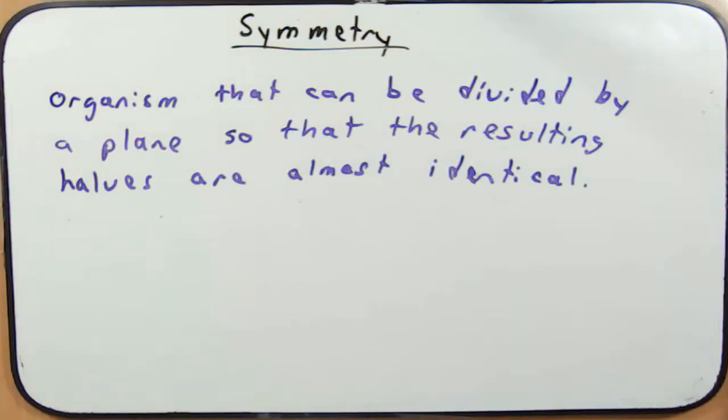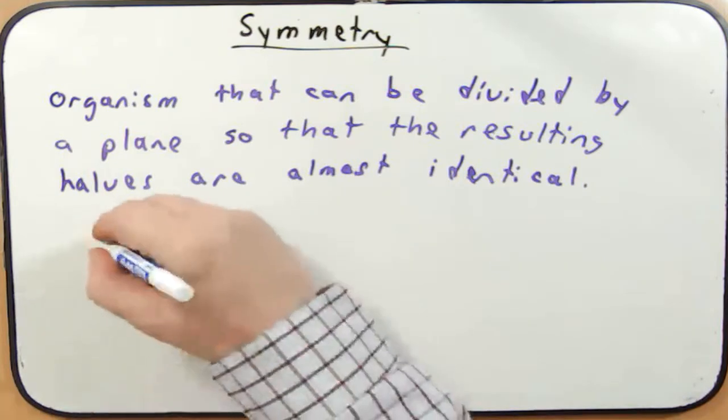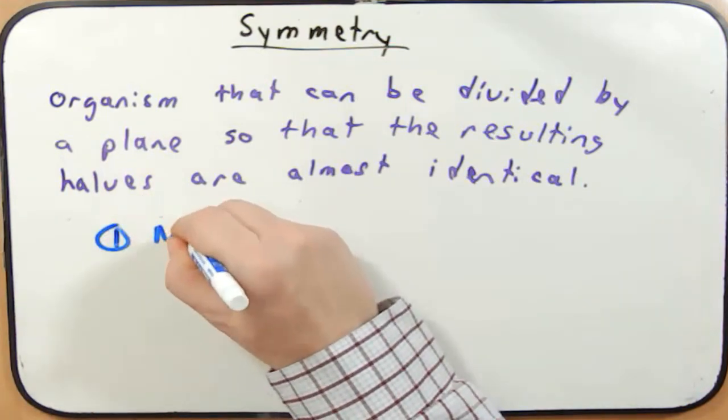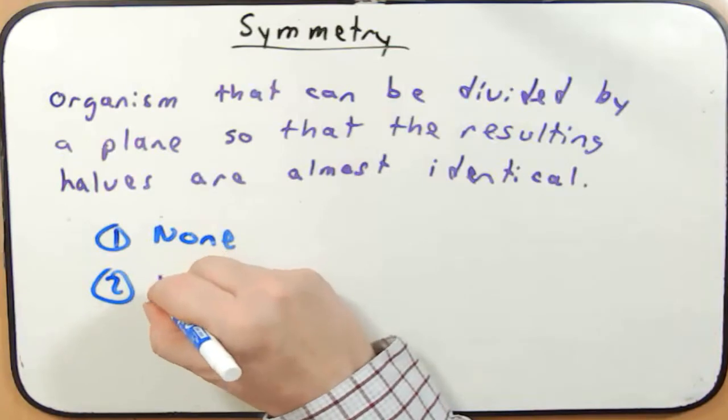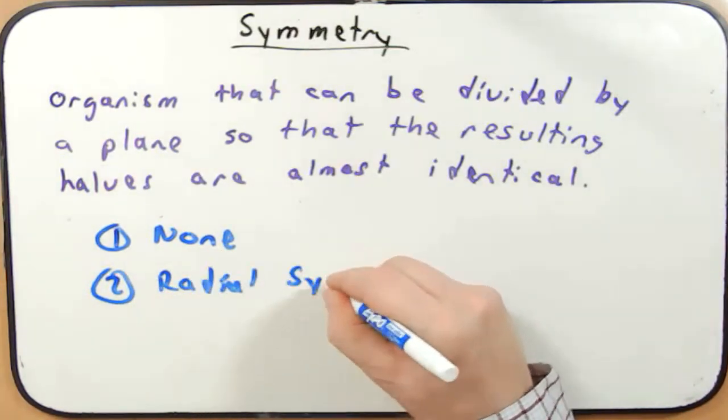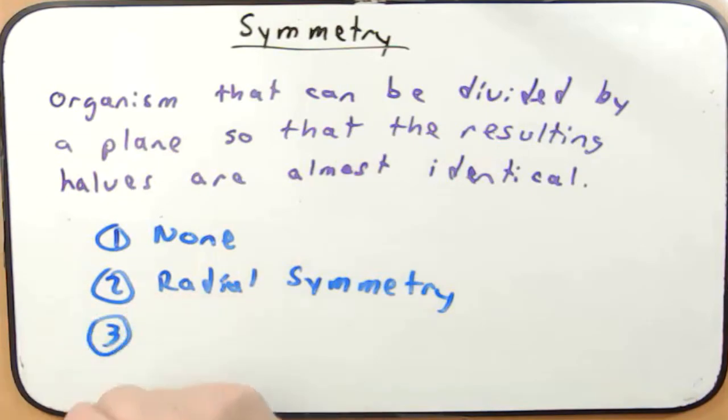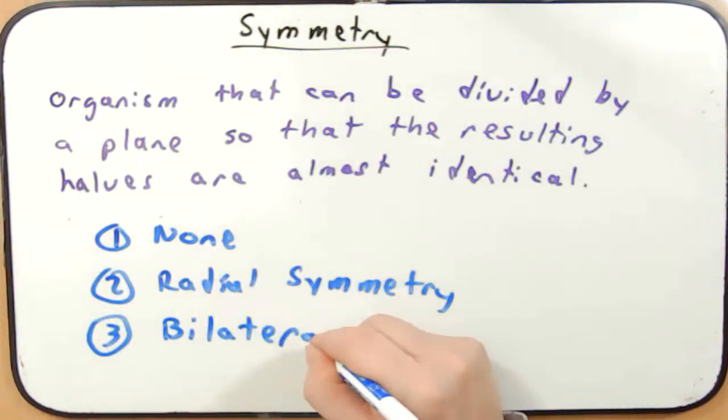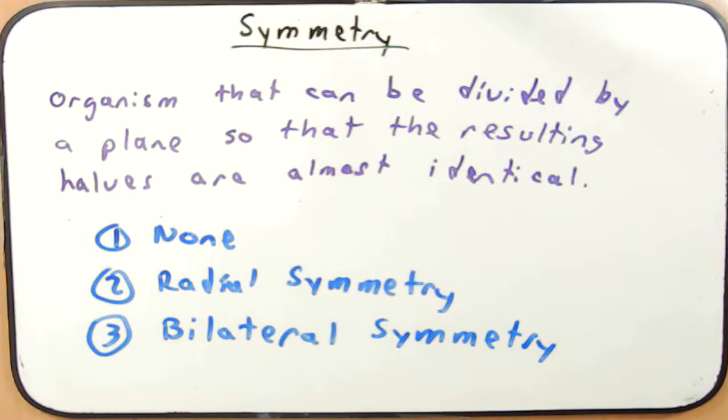Now let's move on to our discussion of symmetry. Essentially, a symmetrical organism is one that can be divided by a plane, so kind of cutting right through it, so that the resulting halves are almost identical. So when we think about symmetry in animals, there's one of three options. The first is there is no symmetry. The second is something we call radial symmetry. And the last one is something we call bilateral symmetry. I want to go to a PowerPoint screen to show you the differences because I think it'll be easier to see looking at some of these figures.